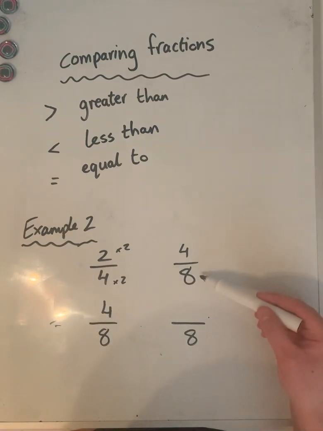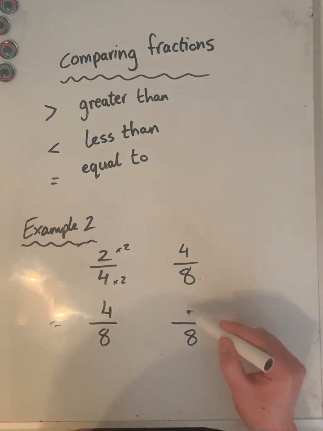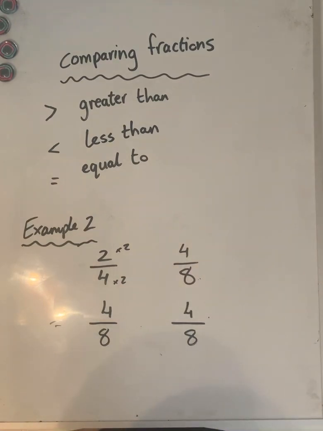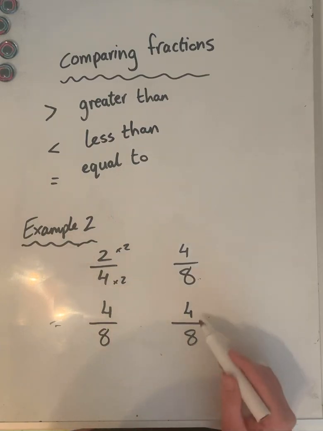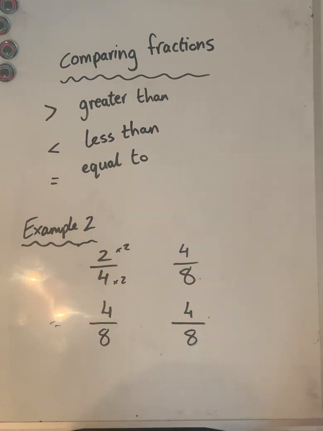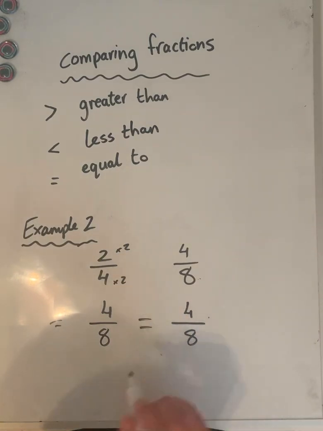Now I'm comparing it to this one. Have I done anything to this one? No, the 8's just still an 8, isn't it? So that means I can't change my numerator either. So I've got 4/8 and 4/8. So obviously we know those are equal to each other, aren't we? So we can put our equal to symbol in there.